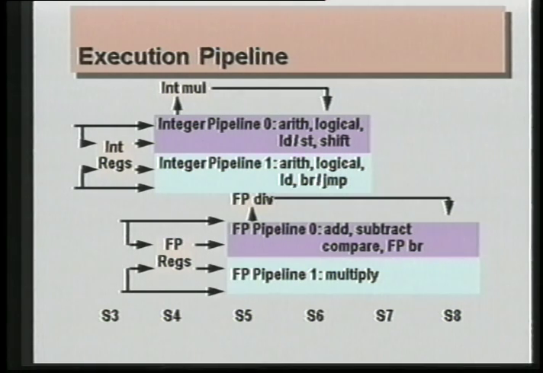Okay, now on to the execution pipelines. This diagram shows the execution pipelines and the stages in the chip pipeline they occupy, including the stages in which the register files are read. The integer multiplier and floating point divider aren't fully pipelined, so they're shown off to the side of the pipelines. The integer pipelines can each do arithmetics, logicals, and loads. One of them can do multiplies, stores and shifts, while the other can do branches and jumps.